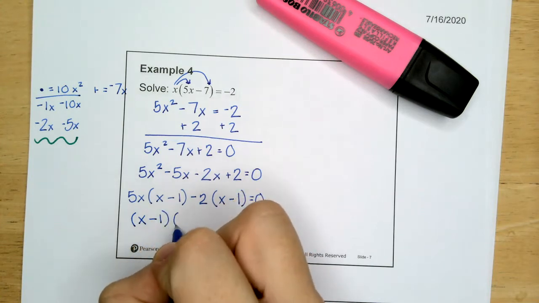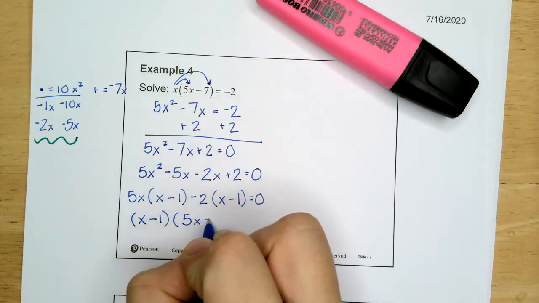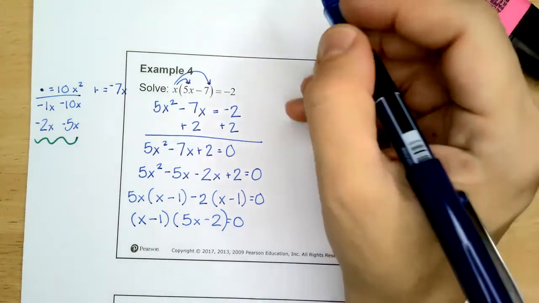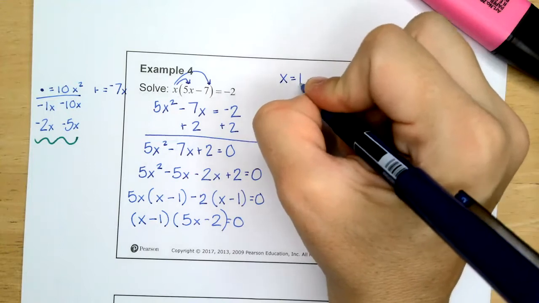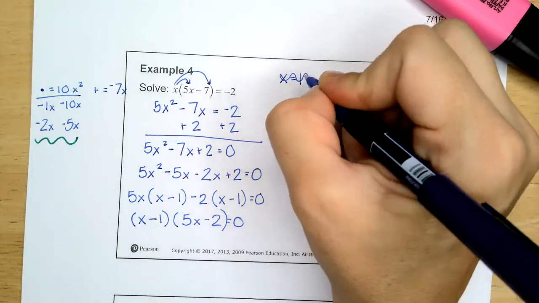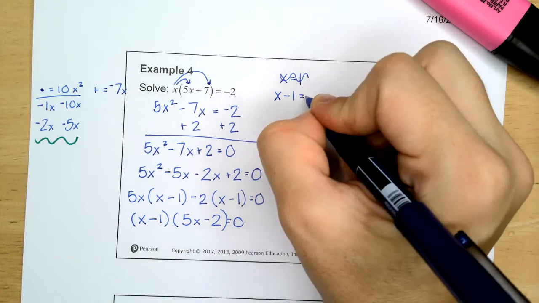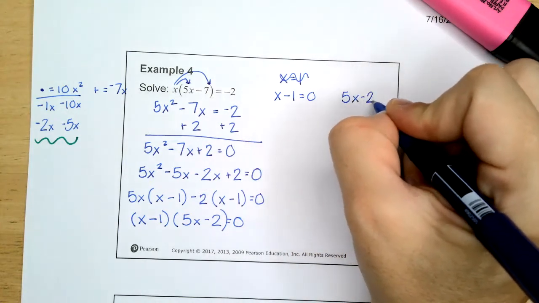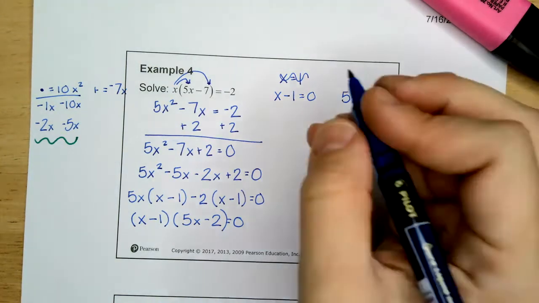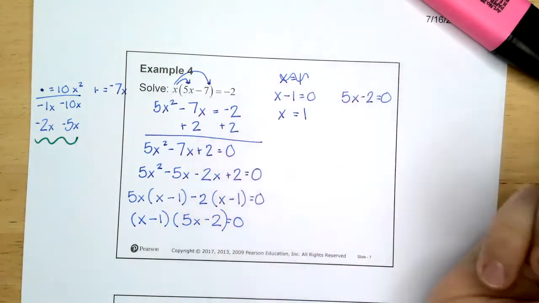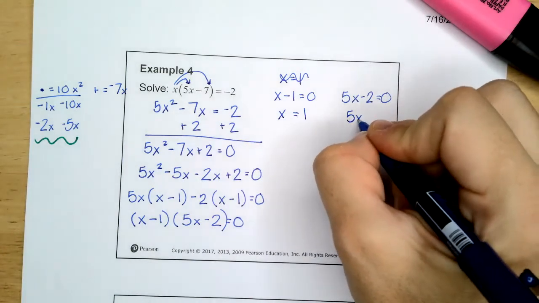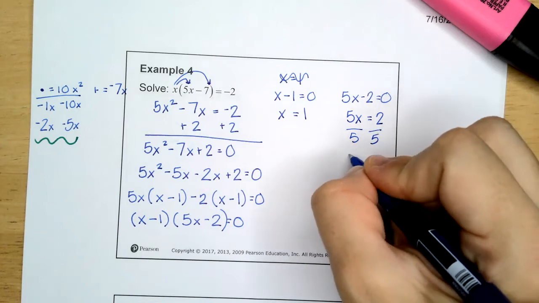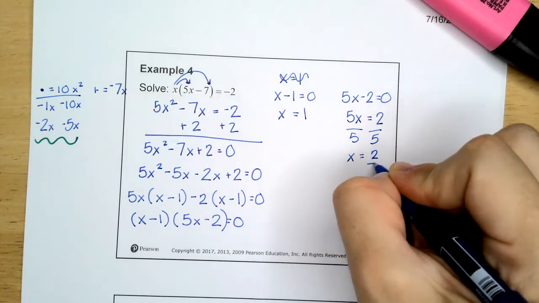So each of those have factored out x minus 1. So I take out the x minus 1 and I have left the 5x minus 2 equals 0. X minus 1 is 0, and 5x minus 2 is 0. Okay, so that becomes x is 1. This is 5x equals 2, divided by 5, x is 2/5.